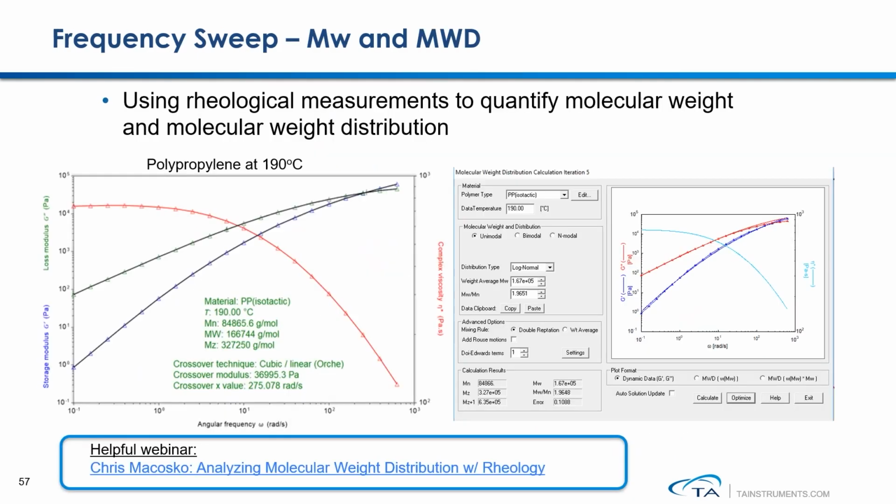In TRIOS, we have a molecular weight distribution software package. Using this software package, you are able to calculate the molecular weight and molecular weight distribution of roughly 20 common polymer materials, for example, polyethylene, polypropylene, or polystyrene.